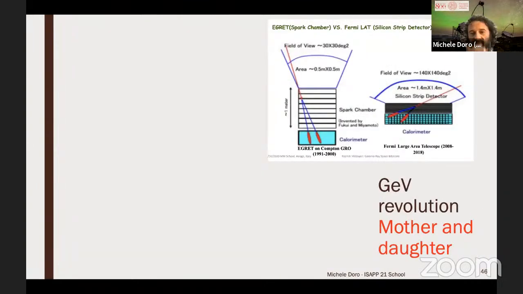Now, just to show you the GeV revolution, okay, this is EGRET. You remember, maybe, it's a precursor of Fermi. The field of view was much smaller. There was a spark chamber here, so a much wider instrument instead of the very compact one. You see the very compact Fermi. You see the field of view that makes Fermi able to detect the full sky.